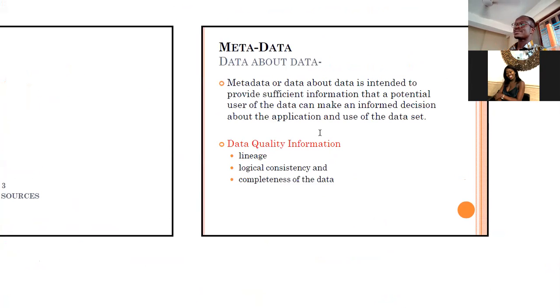So when you are getting answers, let's look at that. Metadata, or data about data, is intended to provide sufficient information that a potential user of the data can make an informed decision about the application and use of the data set. So what does this mean? What this means is that before I buy, I would like to know what I'm buying. It's as simple as that.